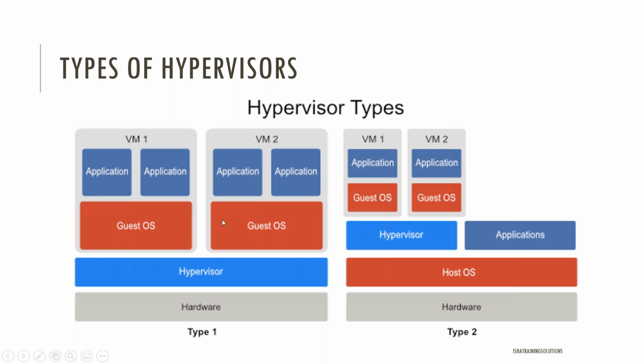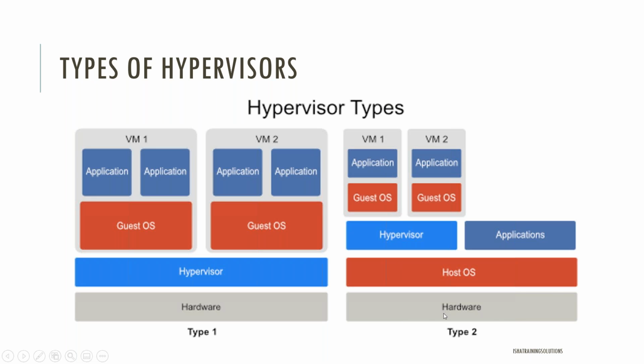There is another thing called type 2. In type 2, let us assume this is a laptop. First you will have the hardware. On top of it, you will have some Windows operating system or something. On top of it, you will have a hypervisor in place. You will be installing VirtualBox or VMware Workstation, that is the hypervisor. On top of it, you will be spinning up operating systems. We will be installing Windows or something, and on top of it you can install your own applications. So this is called type 2.